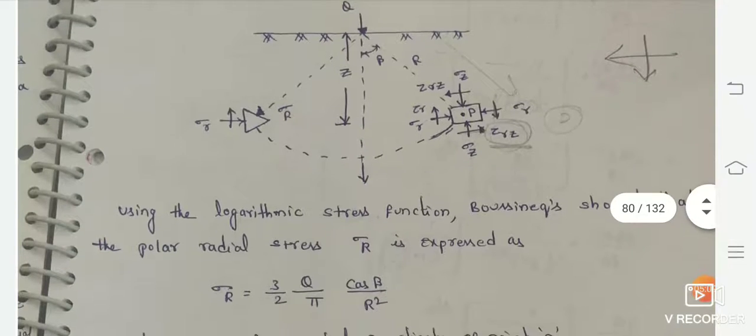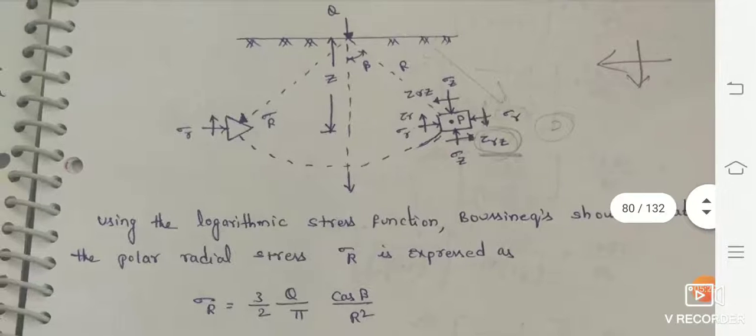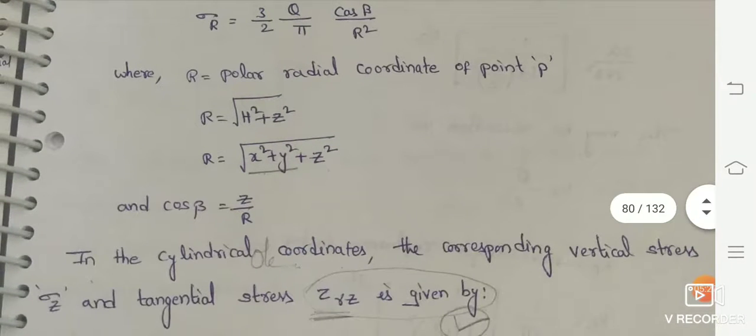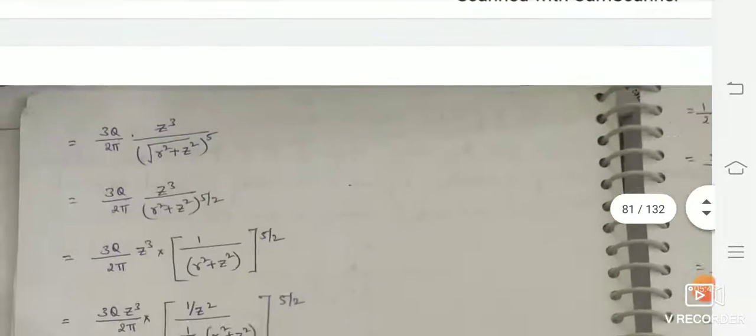Using all these stresses, we will use this expression in polar radial coordinates, as you can see here, where r is taken as your point. The polar radial coordinate is P, so you will get the coordinate related to a point P. This is also for cylindrical coordinates, when the vertical stresses and tangential stresses are applied, and you will get an equation for this also.